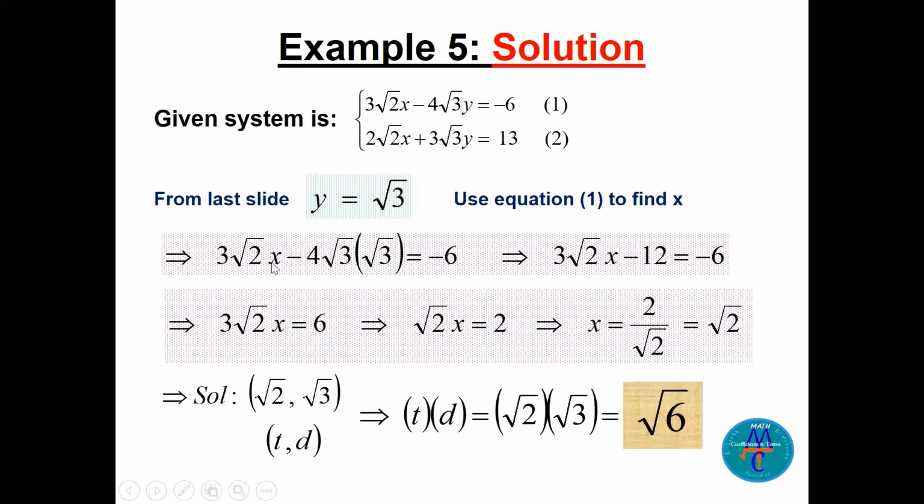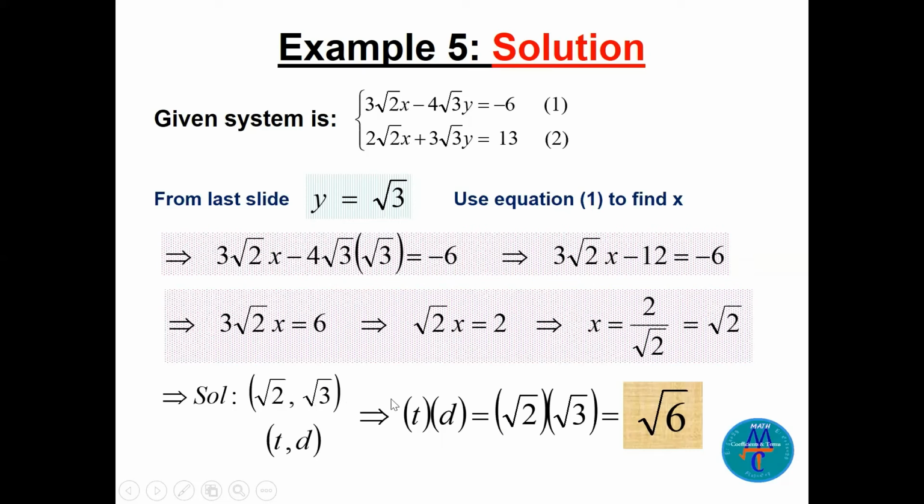Let's take equation 1, 3 square root of 2x minus 4 square root of 3, the y. The y is square root of 3, we found already, is equal to minus 6. So that will be minus 12 here. On the other side, it becomes 12 minus 6, which is 6. And then divide by 3, 2 on this side. So 2 over square root of 2 is square root of 2 when you rationalize. Now the solution is x equals square root of 2, y equals square root of 3.